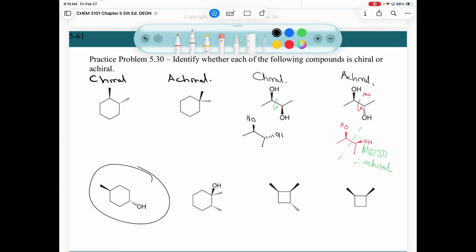What about this guy here? Is there a plane of symmetry in there? Sure, straight down through the molecule. There's a plane of symmetry right through here, like this. And so this would be achiral.